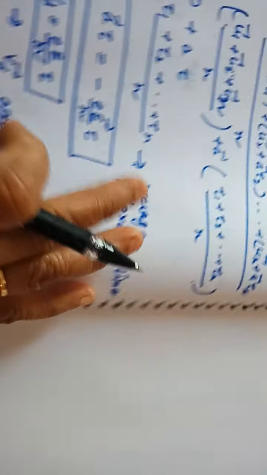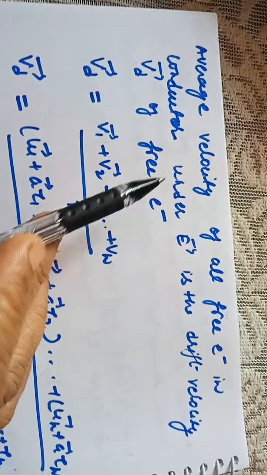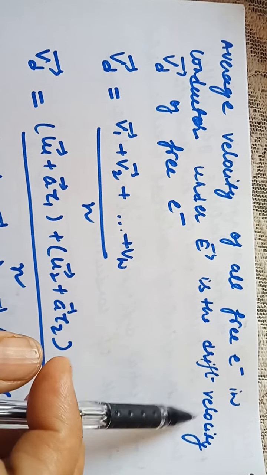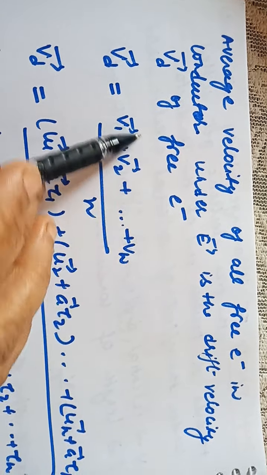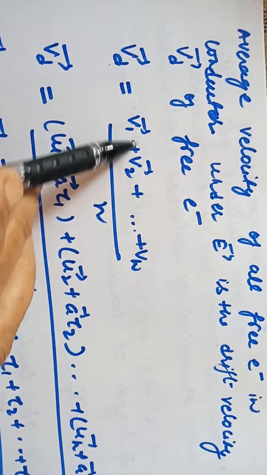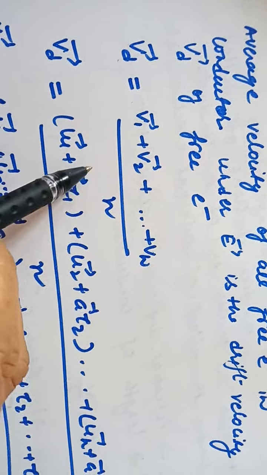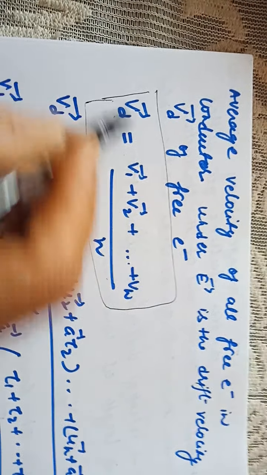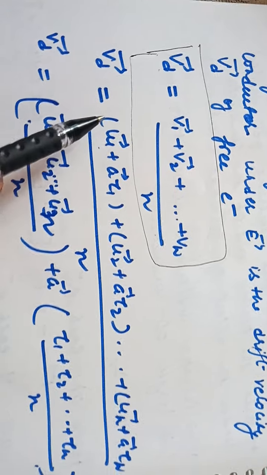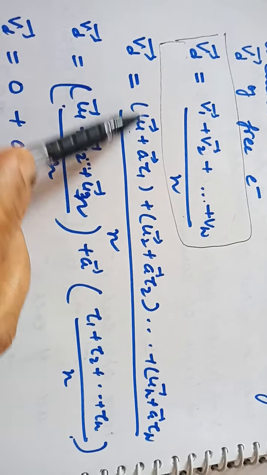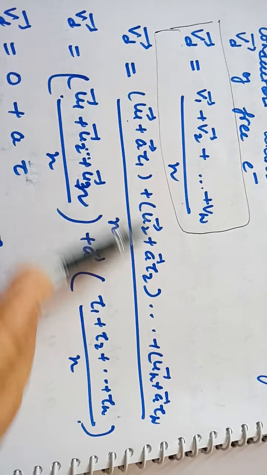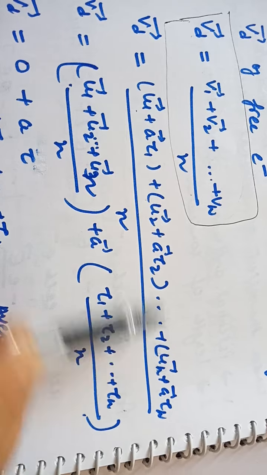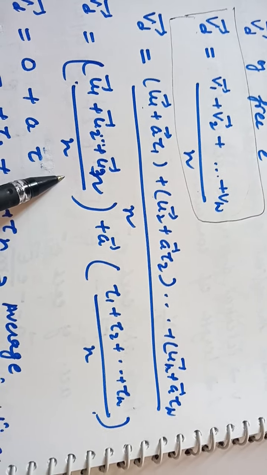Now the average velocity of all electrons in the conductor under the effect of the electric field is called the drift velocity. So the drift velocity of free electrons, Vd, is v1 plus v2 plus v3 up to vn divided by n. This is called the drift velocity expression. Now we are going to find this in terms of the electric field. Substitute the values of v1, v2 and vn like this, and you get u1 plus u2 plus u3 up to un divided by n. This is one expression you have got.